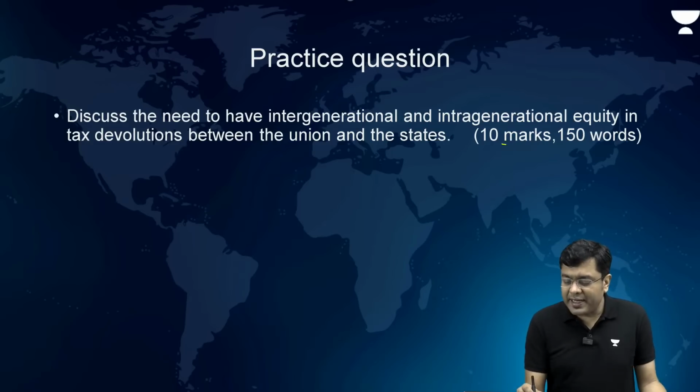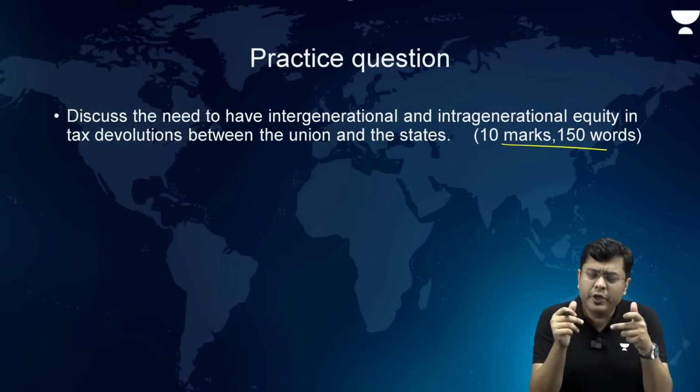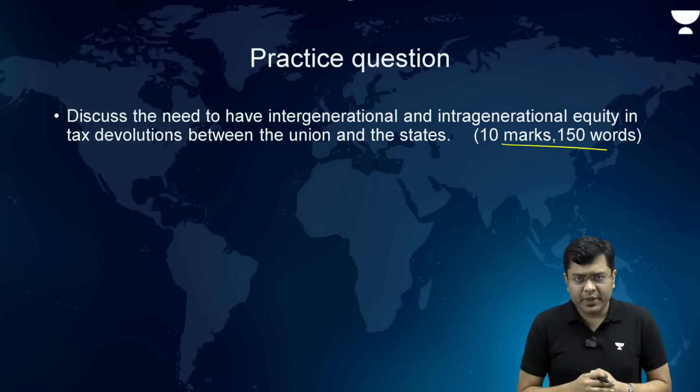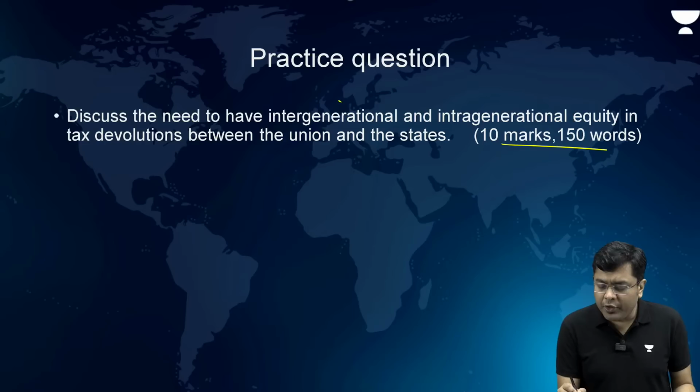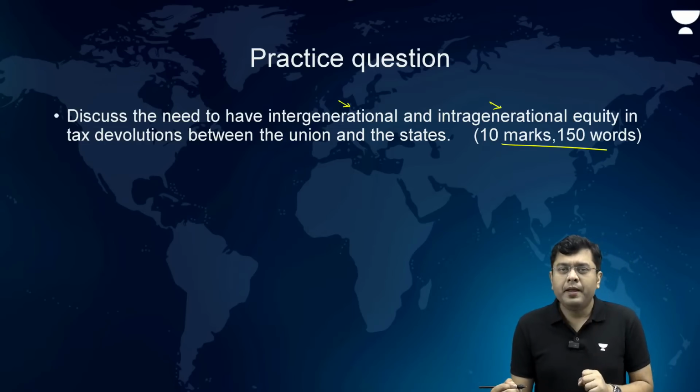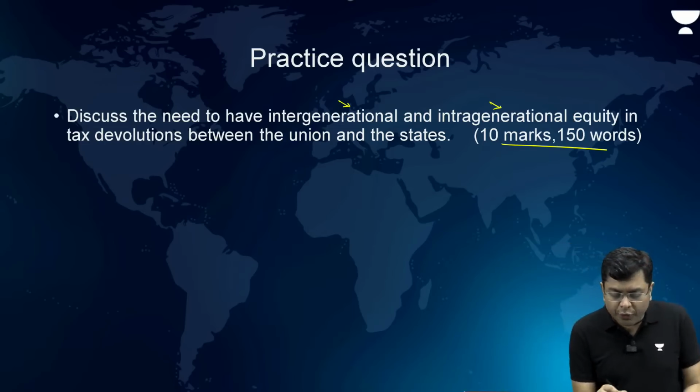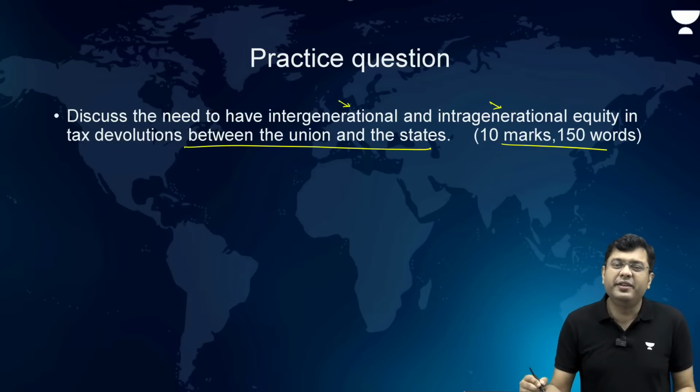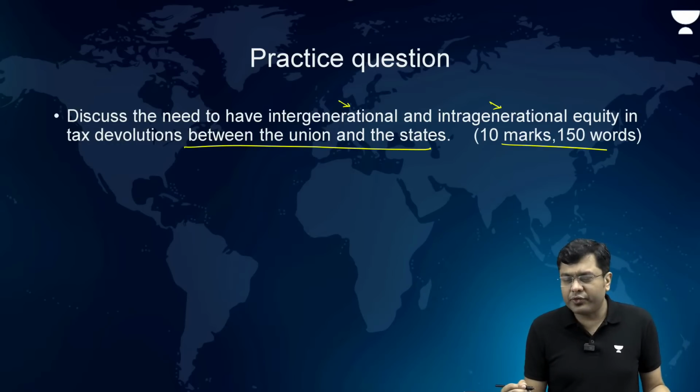Now that is a 10-marker, 150-word answer. Now here, what will you write in your introduction? In your introduction, do you directly introduce what is intergenerational and intragenerational equity? No. In your introduction, you focus on the aspect of tax devolution between the union and the states.